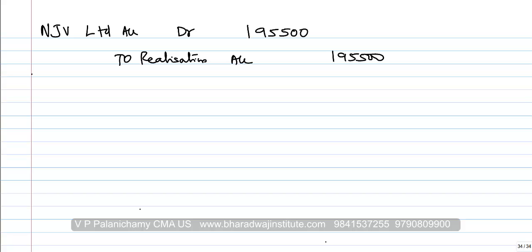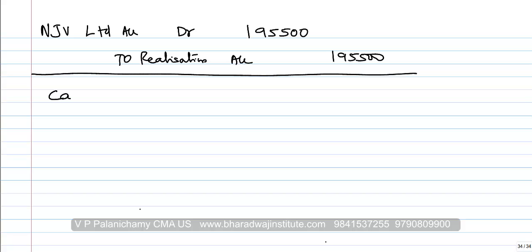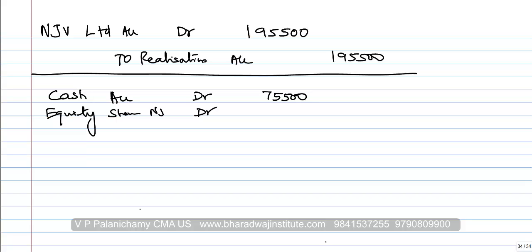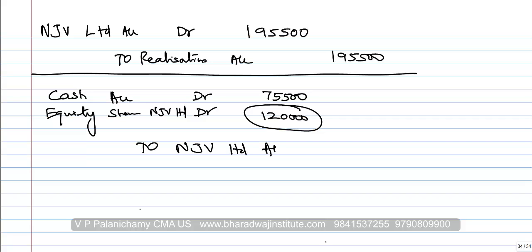How are we getting this? In which form? Cash account debit, how much? 75,500. Equity shares. Equity shares in NJV Limited account debit, how much? Balance 1,20,000, to NJV Limited account, 1,95,500.